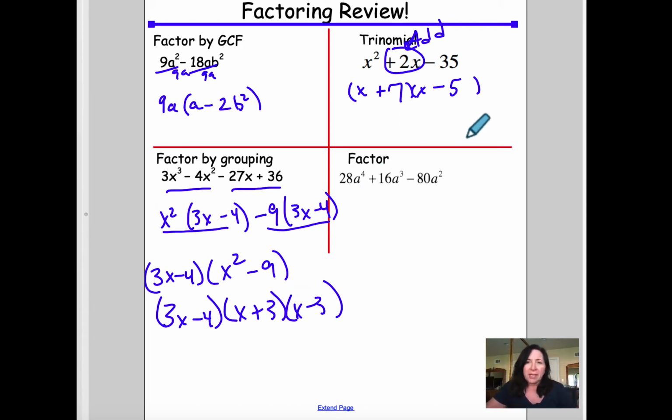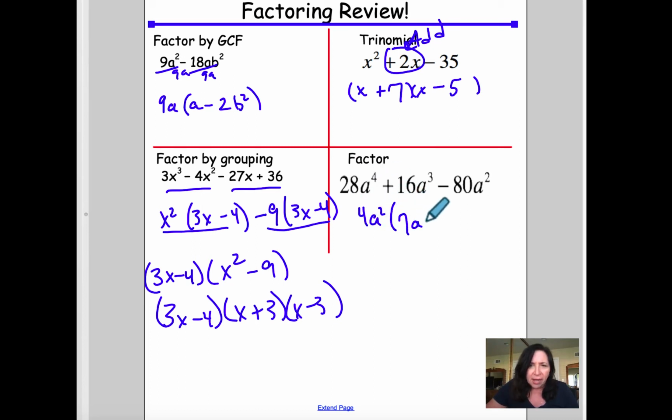For this problem here, I think I would factor out an a squared. And looks like a 4 will go into everything. So I'm going to take out a 4 and then an a squared. What's left is going to be 7a squared, and then it looks like a 4a. And then if I took out a 4 out of this, I would have minus 20. I'm going to keep factoring.